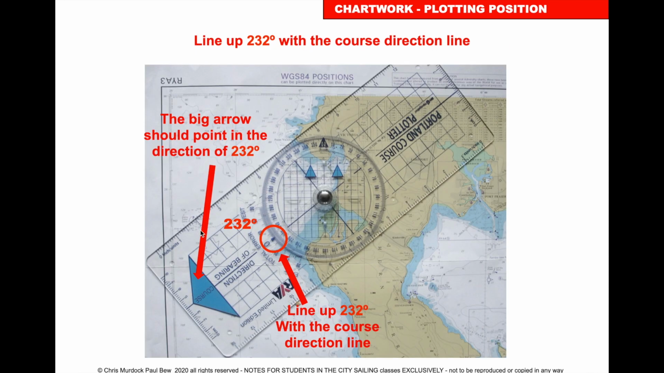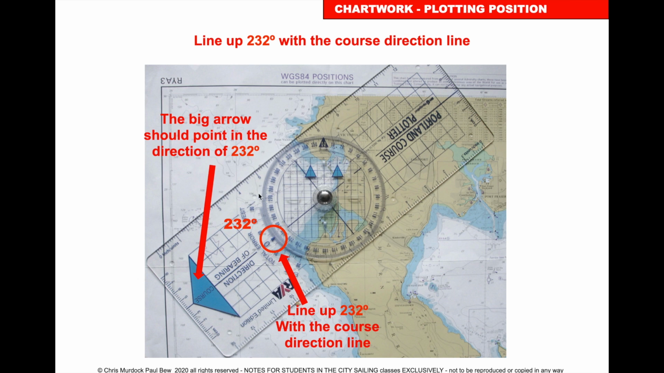There we go. Pointing in this direction, what we do first of all is lift up the plotter, have a look at it, put 232 here in this circle, put it on the chart, put the edge of the plotter on the lighthouse, and big arrow goes in the direction of 232, little arrow goes to the top of the chart. So put it on, slide your plotter up and down, twist it round until these arrows here match up with either the vertical line on the chart or a horizontal line on the chart.